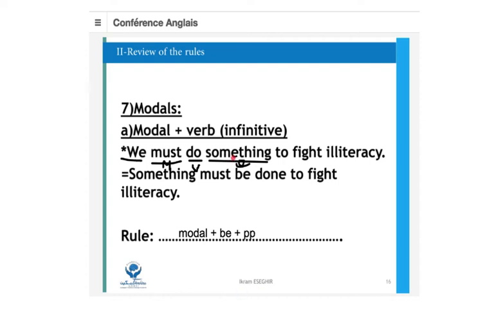Like here, I say something. The modal is must, so I repeat it. Something must plus be, and the past participle of the verb to do is done. So something must be done to fight illiteracy, and we don't repeat we because it is not important.